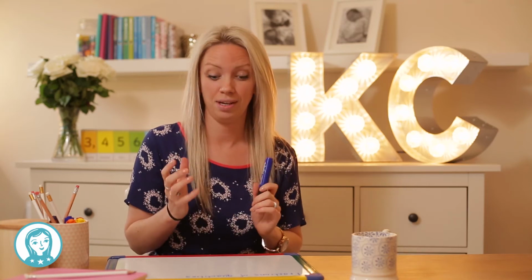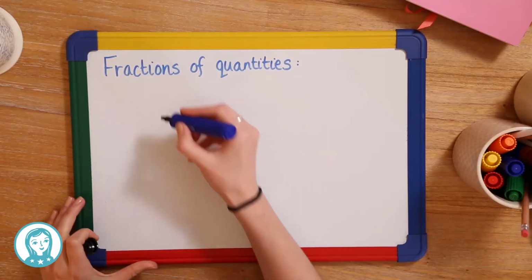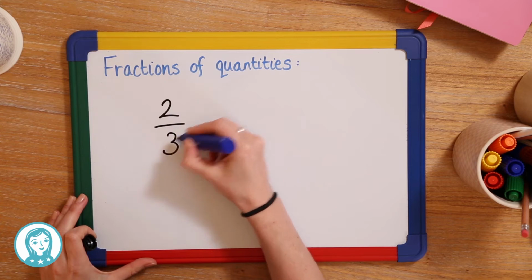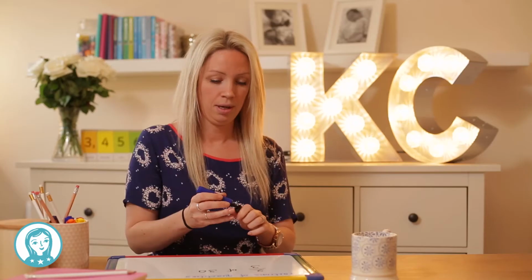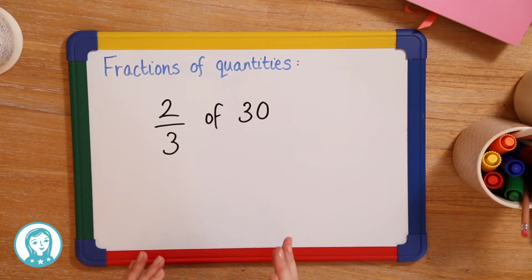What if the question asks you to find a fraction of amount of, say, 2/3 or 3/5? Let's look at an example. So let's look at 2/3 of 30. We want to find 2/3 of 30. Well, you find a third first, which we know how to do because we just divide by 3. Then you multiply by 2. So let's have a closer look.